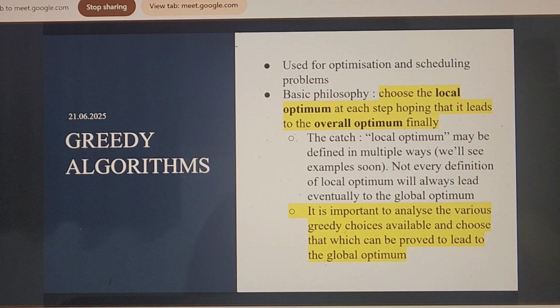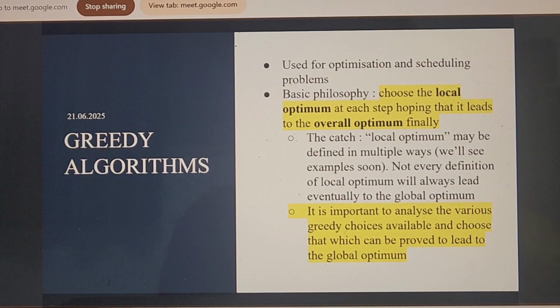So these kind of scheduling and allocation based problems, where you will not optimize at every stage, at each stage you're just going to be picking something and allotting it to something else, but overall your allocation should be in such a way that some quantity is maximized or minimized. That kind of optimization problems we generally use greedy algorithm. So the basic idea behind a greedy algorithm is you choose the local optimum at each step, hoping that it will finally lead you to the overall optimum.